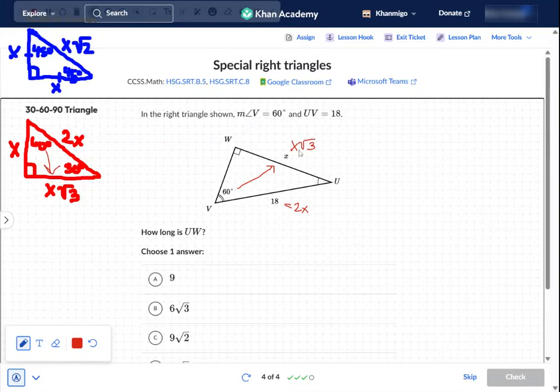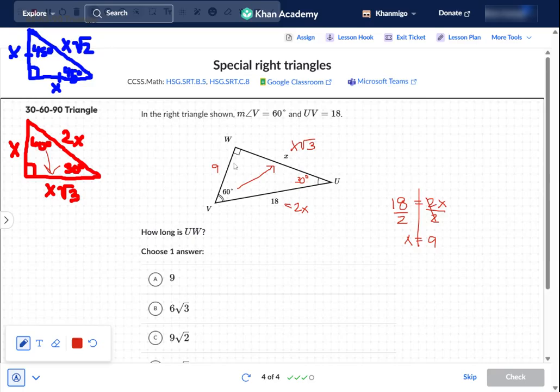Might be helpful if we knew what x was, just like before, so we could plug it in. All that we do know is that 18 is the same thing as 2x. We can use this equation to solve for x. We can divide both sides by 2. We can get x equals 9. So now we've just found the side across from 30 degrees. We didn't need to, but we did. That's going to be 9.